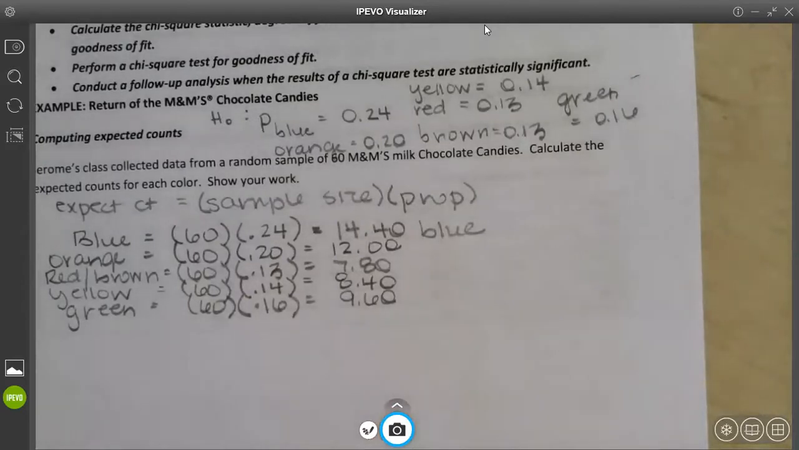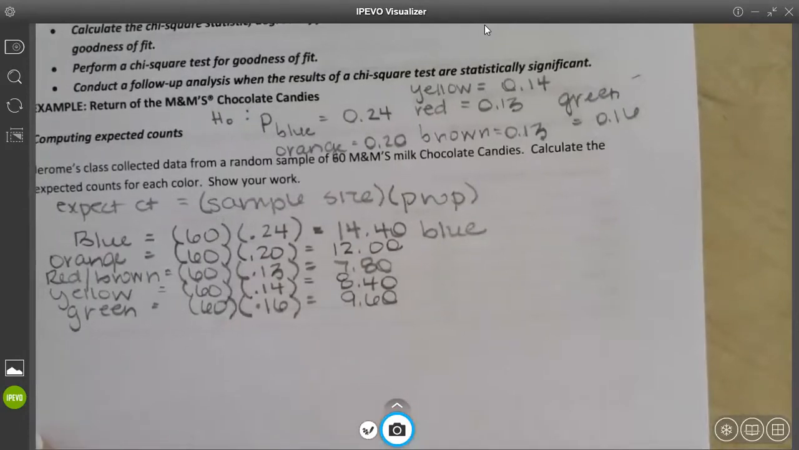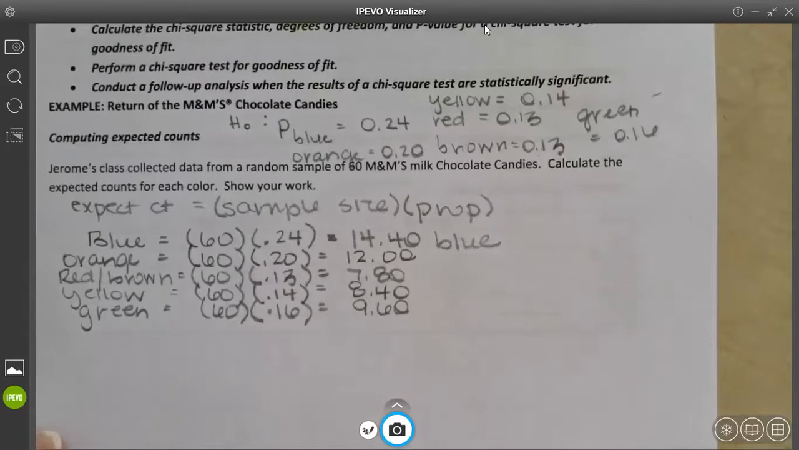In a COVID-free world, we would have done this together. I would have brought M&Ms in and we would have done it together. Okay. Any questions on the first one? That's literally all you do. Okay, expected counts.